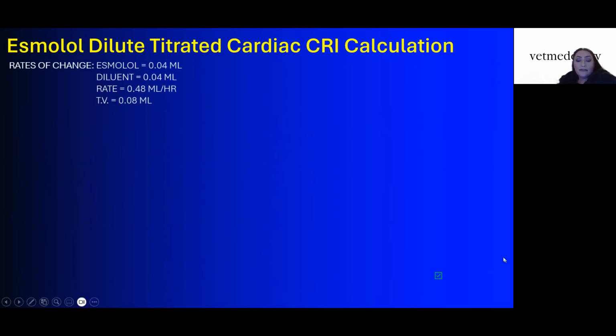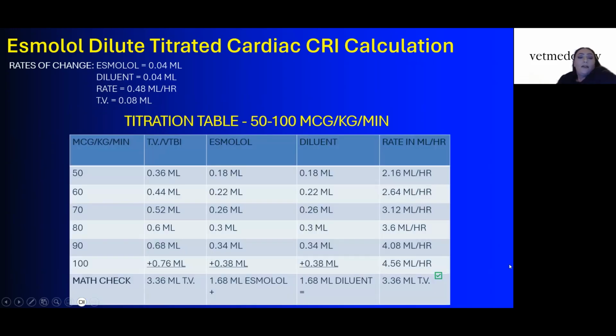All right, this is where this all comes into play. So the rates of change, we list them up top. Esmolol is 0.04 mLs, that is the volume. Diluent volume is 0.04 mLs. The rate is 0.48 mLs, and the total volume is 0.08 mLs.